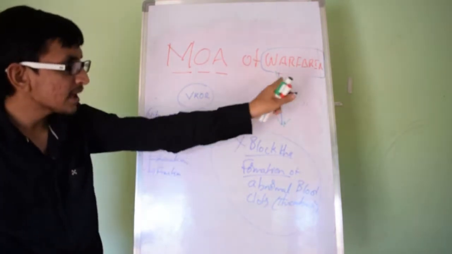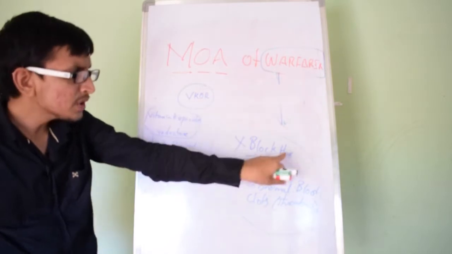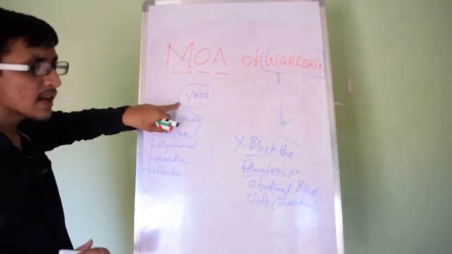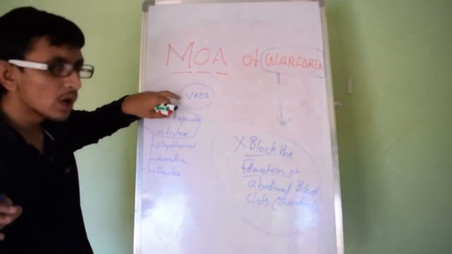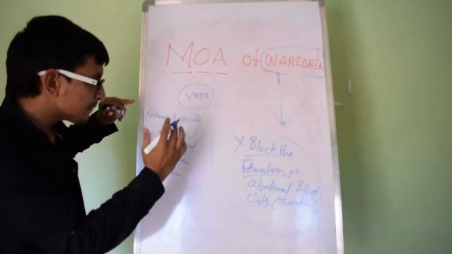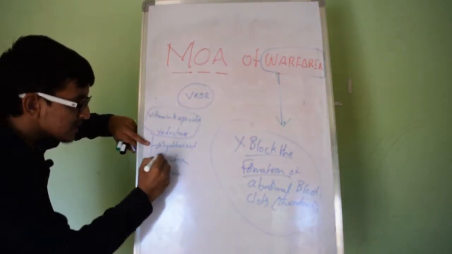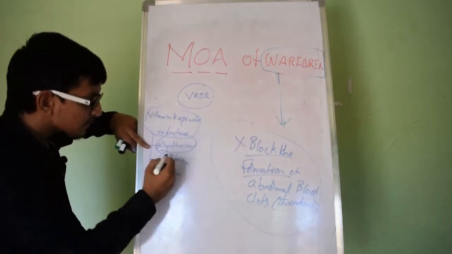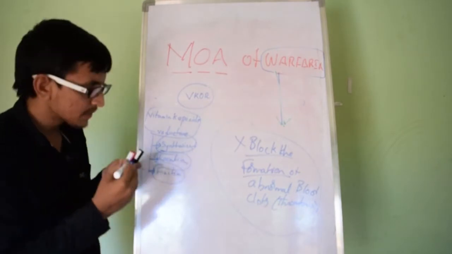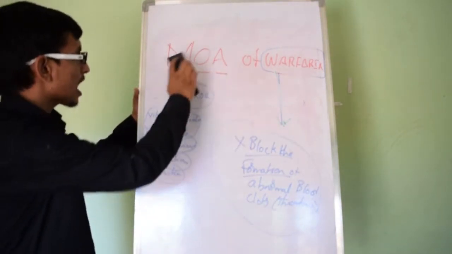Again, friends, if you really want to know the mechanism of action of warfarin, how it is involved in blocking the formation of thrombus, then you need to know about the enzyme vitamin K epoxide reductase. You must know three things about this enzyme: how it is synthesized, where it is present, and what its function is. Let me try to solve these three questions.